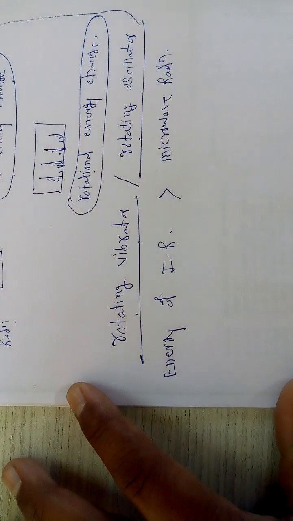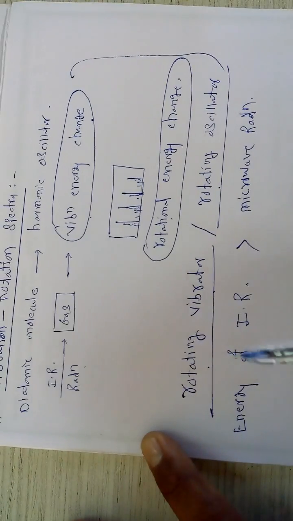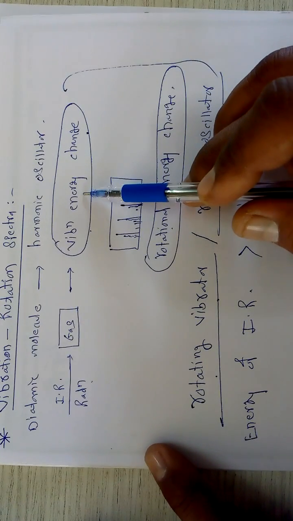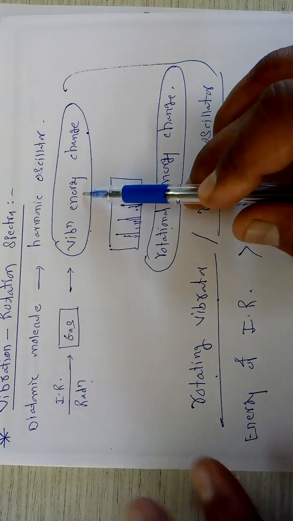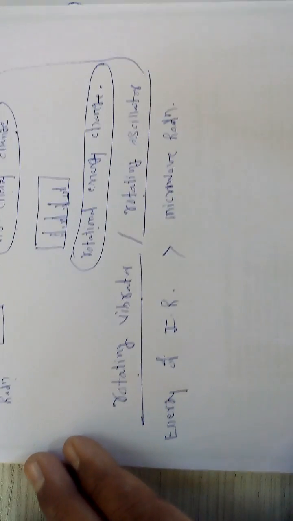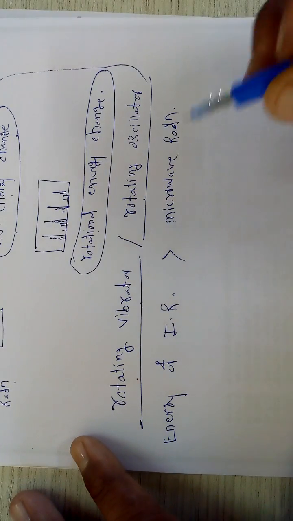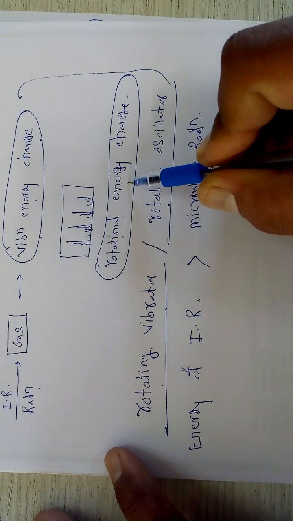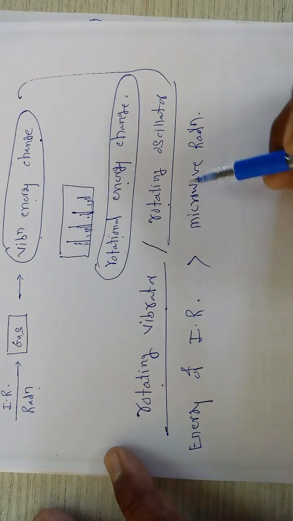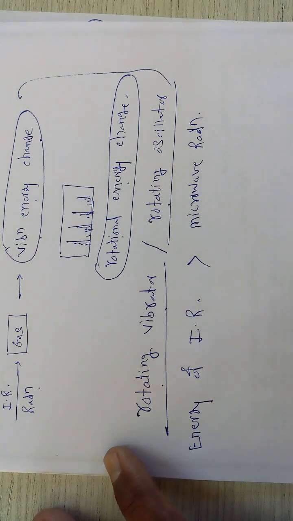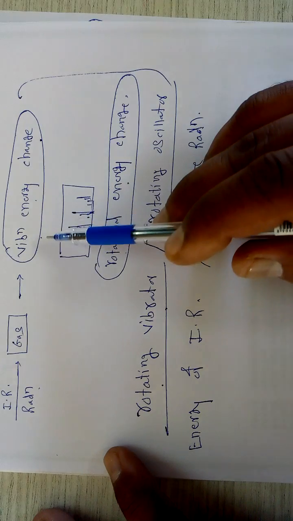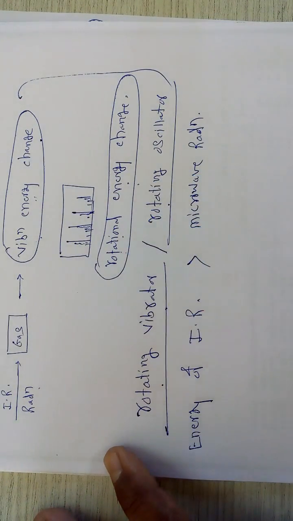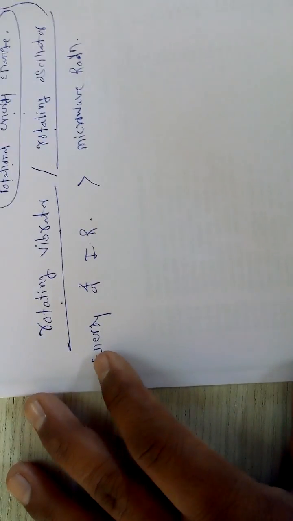So whenever these IR radiations are absorbed by a molecule, no doubt a change in vibrational energy takes place, but at the same time, due to the higher energy of this IR radiation, they also change the rotational energy level. That's why whenever we get the IR spectra of a molecule, it is nothing but a combination of change of vibrational energy as well as change of rotational energy. Therefore, we can say that pure vibrational spectra cannot be obtained.